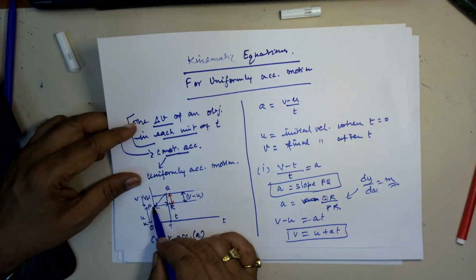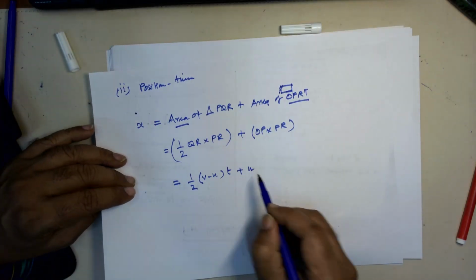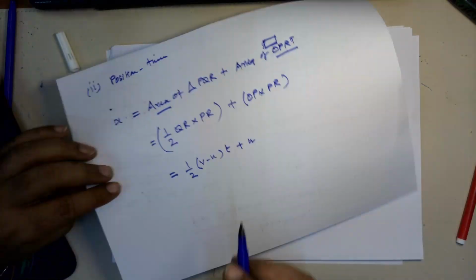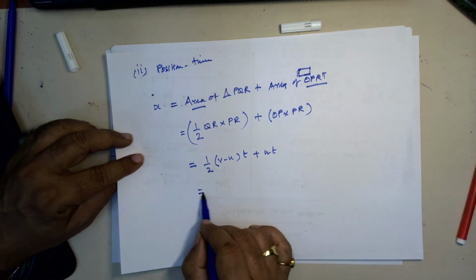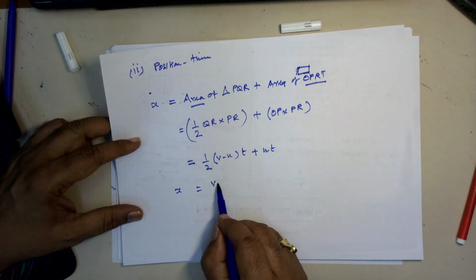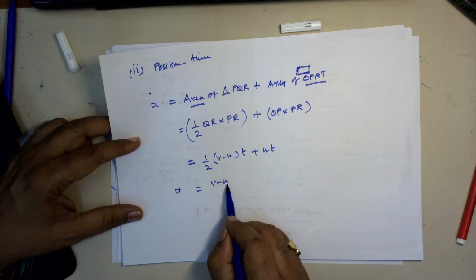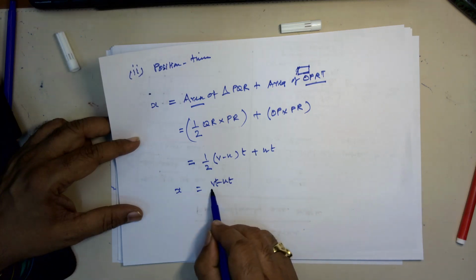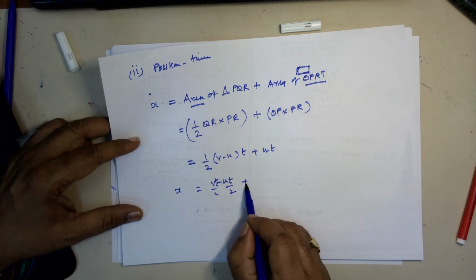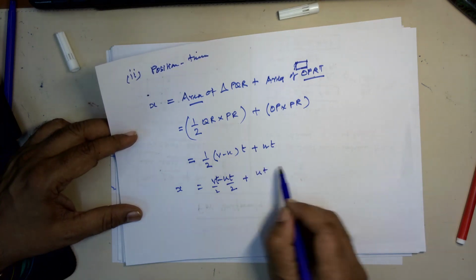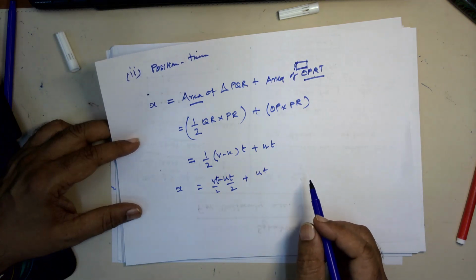Now you already know what is OP. OP is U. And what is the other side here once again? T. Therefore, x is equal to V minus U whole divided by, in fact, (V minus U) T divided by 2, plus Ut, right? Got it?